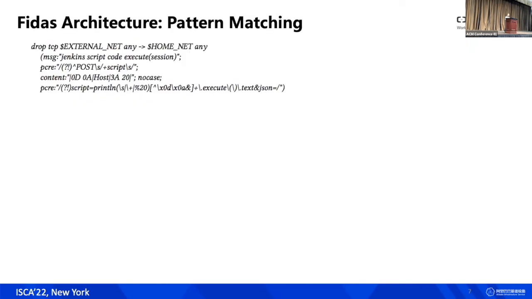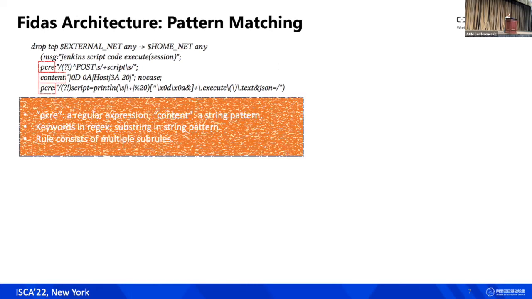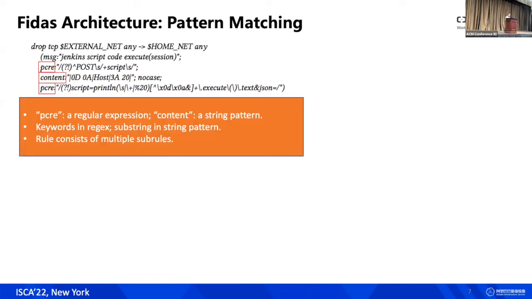Now, I've been talking a lot about rules. So what are the rules when we're talking about pattern matching? Here is an example of the rules. You can see several keywords here. It's a pcre, which is essentially a regular expression. And you also have content, which is a string pattern. You can also see that there are some keywords in the regular expression, and there are also substrings in the string patterns.